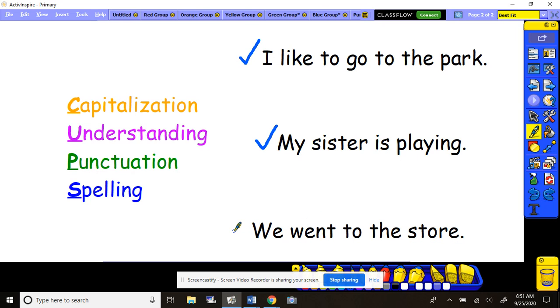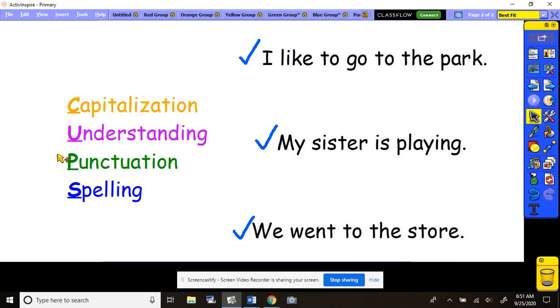So that one had a lot of mistakes. But I went through C, U, P, and S. I went through the cups. And I checked for capitalization, understanding, punctuation, and spelling. So when you're going back and you're editing your writing, you're fixing your writing, think about those 4 letters, C-U-P-S, capitalization, understanding, punctuation, and spelling. And you can go through and you can edit or fix your writing.